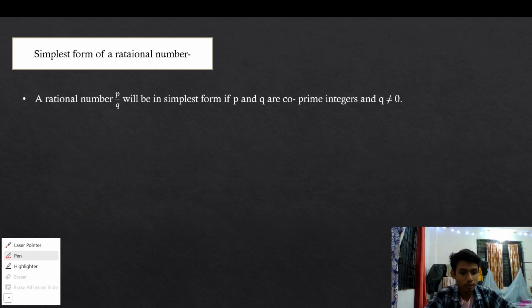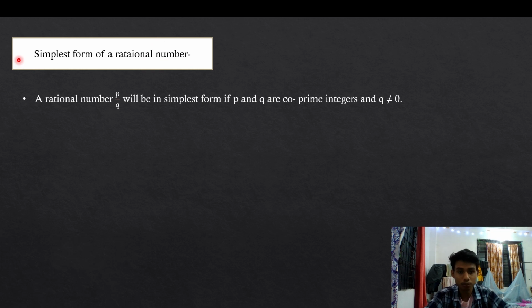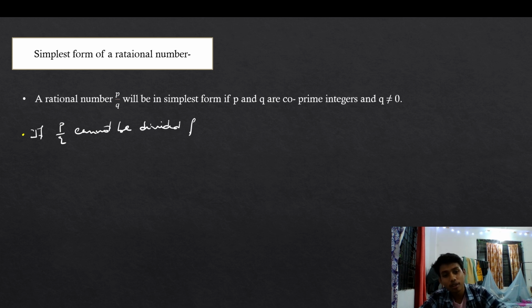Now comes the topic of simplest form of a rational number. Now by the definition, what is the simplest form of a rational number? A rational number p by q will be in the simplest form if p and q are co-prime integers and q is not equal to 0. Or we can simply write it as, if p by q cannot be divided further, it is called the simplest form of a rational number.